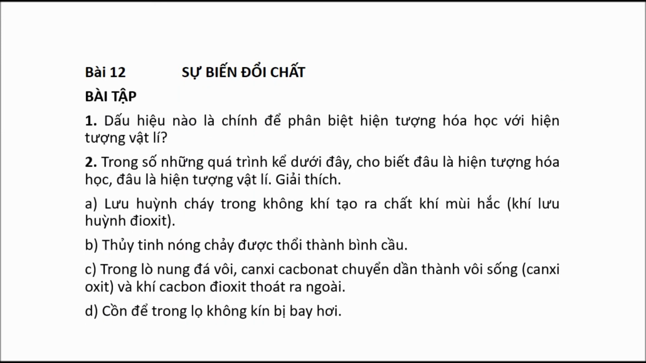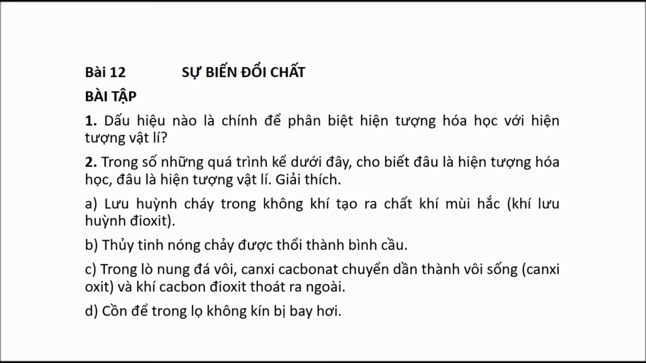Exercises. 1. What is the main signal to distinguish chemical phenomena from physical phenomena? 2. Which of the following phenomena are chemical phenomena? Which are physical phenomena? Explain. A. Sulfur burns in the air to form pungent gas, sulfur dioxide. B. Molten glass is blown up into a round bottom flask.